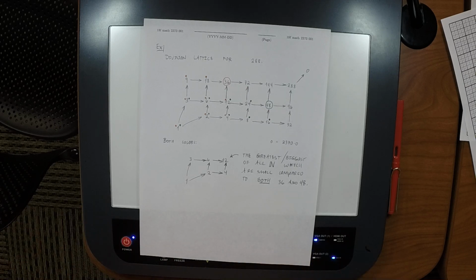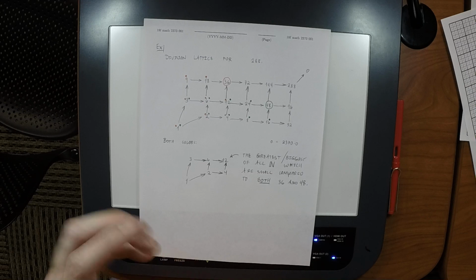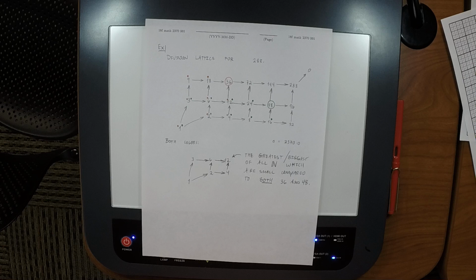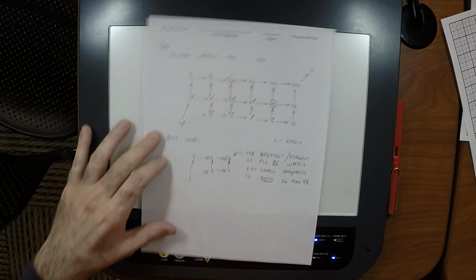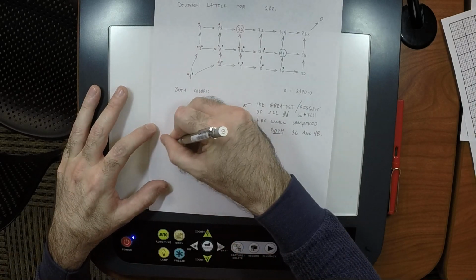Then you get a bunch of numbers. Some of them are going to be colored both colors. And then of all the things colored two colors, those are all the big numbers. There's going to be a smallest one. So try and think about what that means. So here we have it.